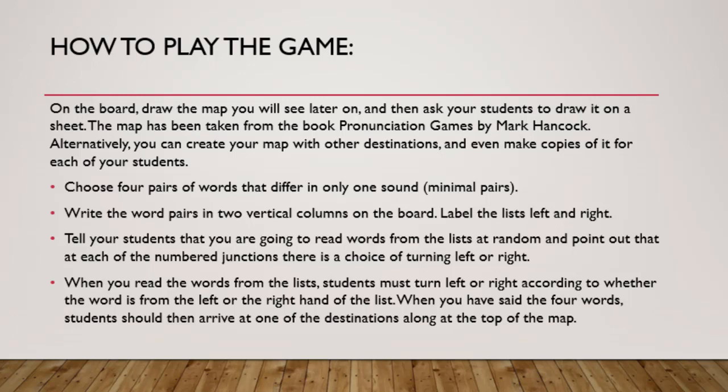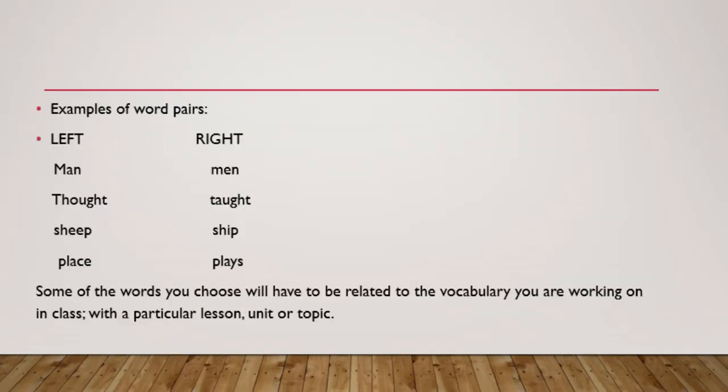When you have said the 4 words, students should then arrive at one of the destinations along at the top of the map. Examples of word pairs. In the left column, you have man, thought, sheep, place. On the right column, you have men, taught, sheep, place. Some of the words you choose will have to be related to the vocabulary you're working on in class, with a particular lesson, unit or topic.